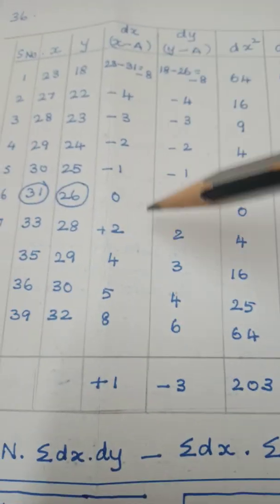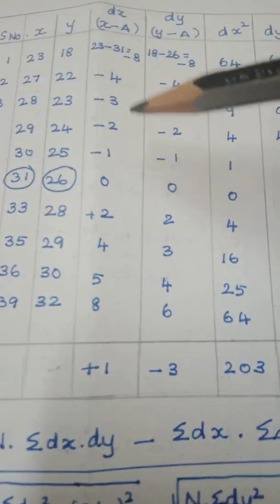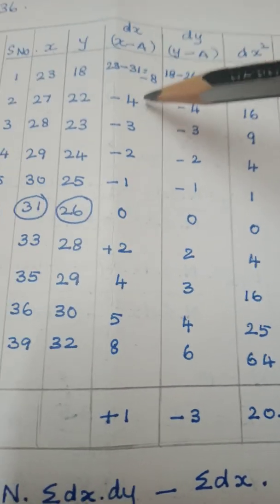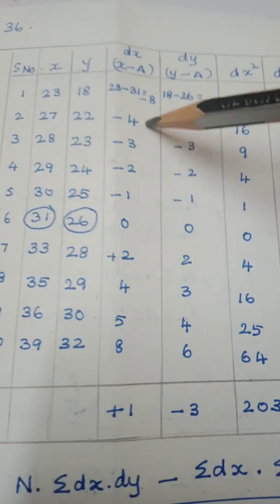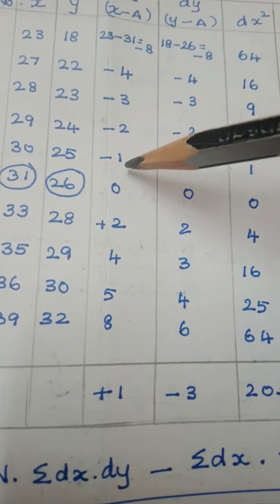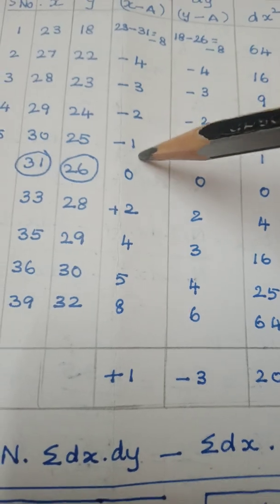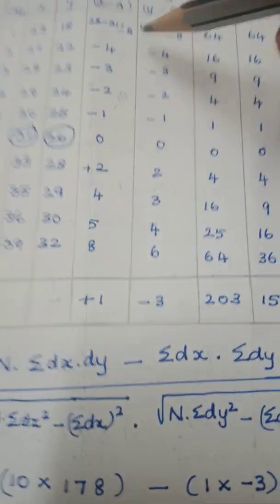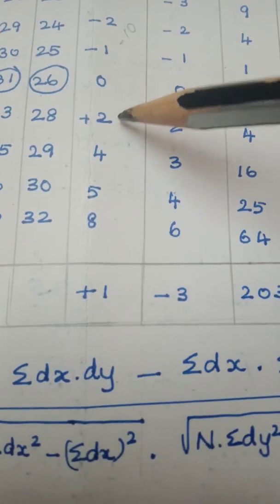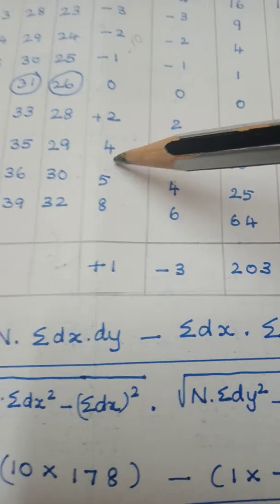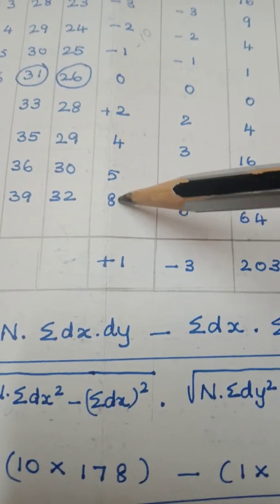Now, how to add everything? You just add up all the numbers bearing a negative sign: minus 4, minus 3, minus 2, minus 1. Add all these. That is 4 plus 3, 7. 7 plus 2, 9. 9 plus 1, it is 10. It is nothing but minus 10, because we have added all the negative values. Now here add all the positive values. So 2, 2 plus 4, it is 6. 6 plus 5, it is 11. 11 plus 8, it is 19. That is plus 19.